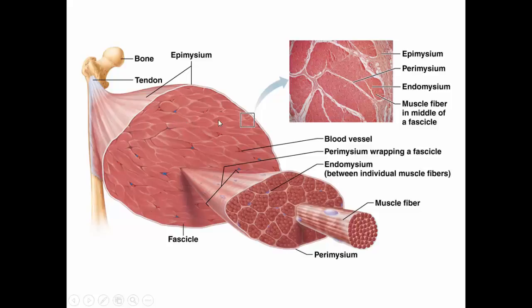Here you see the bundles of muscle cells. These would be the fascicles, and they're surrounded by the perimysium. And within each fascicle, we have a number of muscle cells, or muscle fibers, and they're each surrounded by their own endomysium. Skeletal muscle has to be attached to the bone.